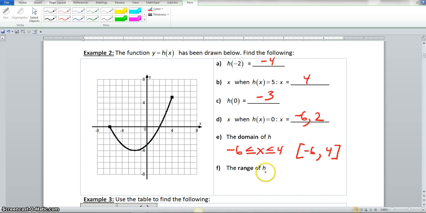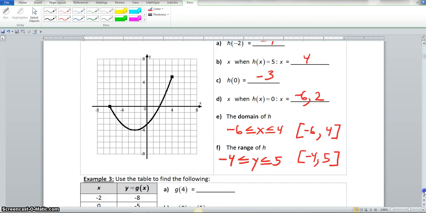Now we want to deal with the range of H. We would look at our y values. Our lowest y value is negative 4, and our highest y value is positive 5. So we will write our interval notation of negative 4 and 5. Now remember, these are included. That's why we use the brackets. We can write it as an inequality as well: negative 4 is less than or equal to y, which is less than or equal to 5. And that is our answer.